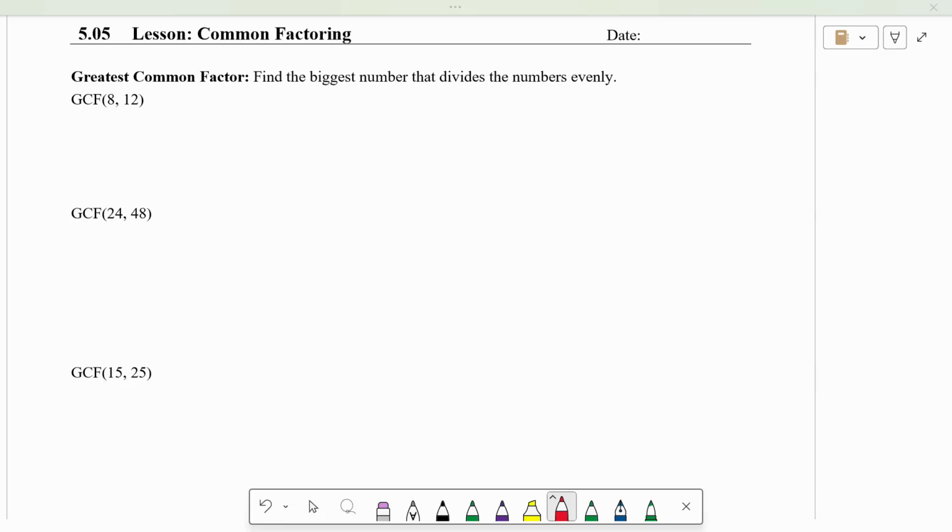All right, good morning. Let's do this lesson from 5-5. We're talking about common factoring. GCF stands for greatest common factor. And so it says what? Find the biggest number that divides the numbers evenly.